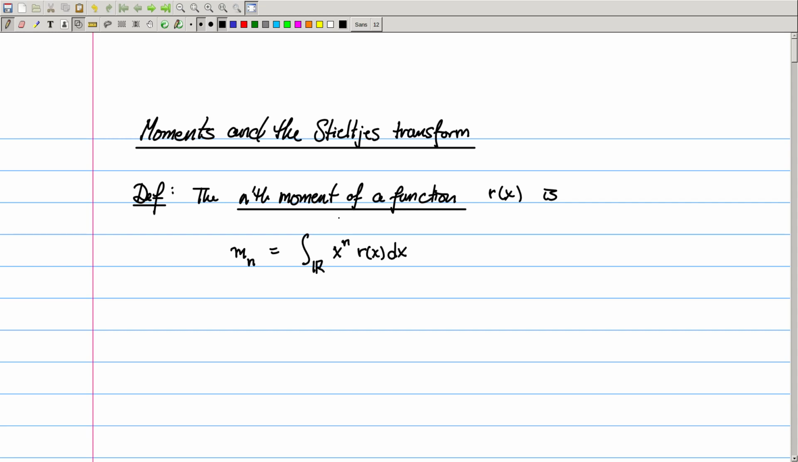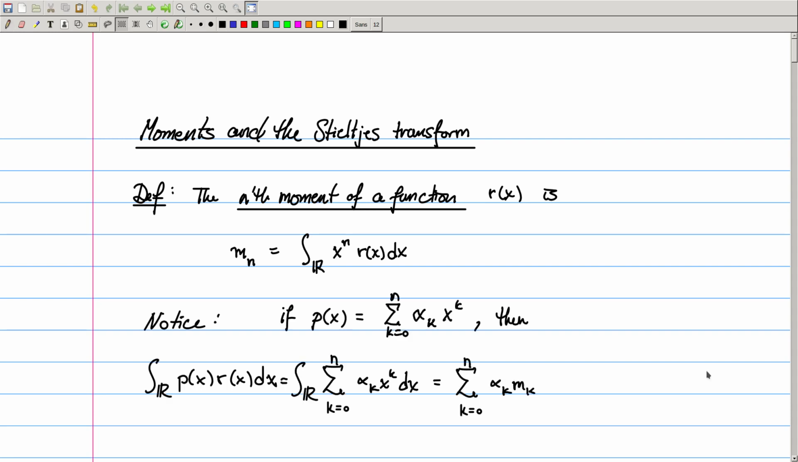Notice, if we know all the moments of a function r(x), then we know how to integrate any polynomial times r(x). This is because if I start out with a linear combination of monomials, so some polynomial p(x), which is the sum from k equals 0 to n of alpha_k x^k, then the integral of p(x) with respect to r(x) is going to be the sum of the integrals of those monomials, and can therefore be written as a linear combination of those moments.